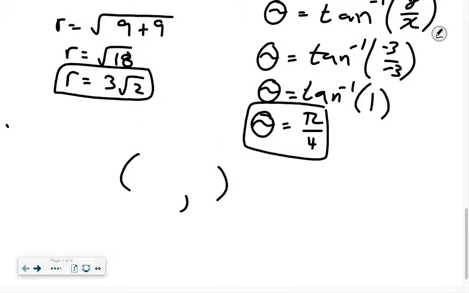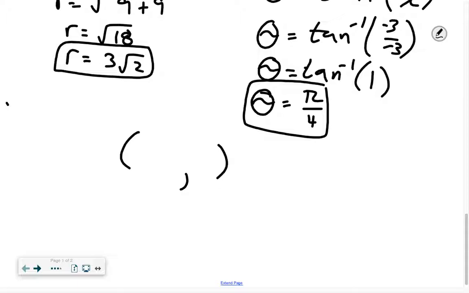Is it r then theta or theta then r? R, theta. 3 root 2 is the distance I need to walk. But the angle that I need to walk at is no longer pi over 4, but now 5 pi over 4.